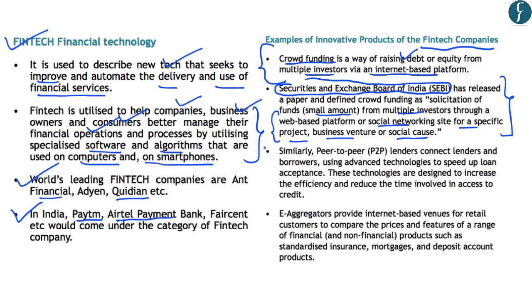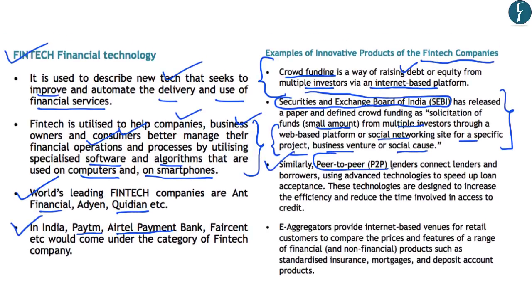Now the second important innovation is the peer-to-peer lending process. Peer-to-peer lending means that it connects the lenders with the borrowers, and both these lenders and borrowers are individuals who are using these technologies to speed up the loan acceptance process. In peer-to-peer lending, the lenders are not necessarily institutional lenders, for example, banks or NBFCs. These can be individual lenders as well, and similarly, borrowers can also be small consumers, etc. These technologies are designed to increase the efficiency and reduce the time involved in access to credit.